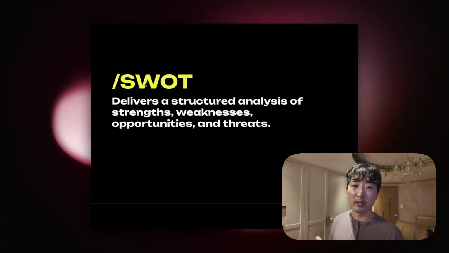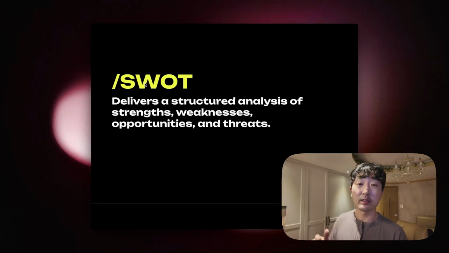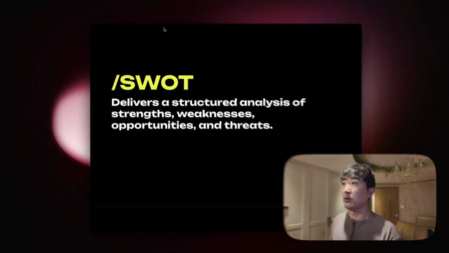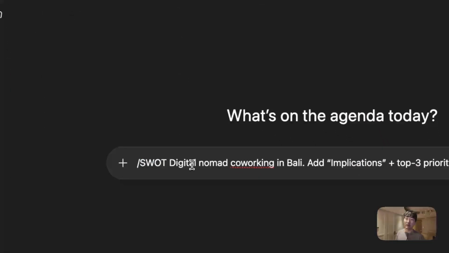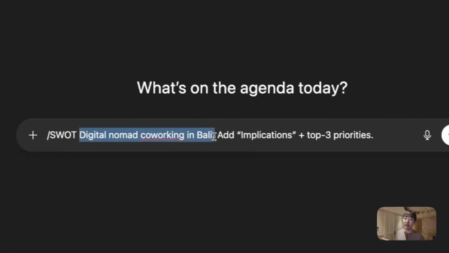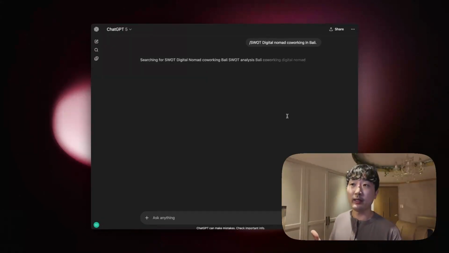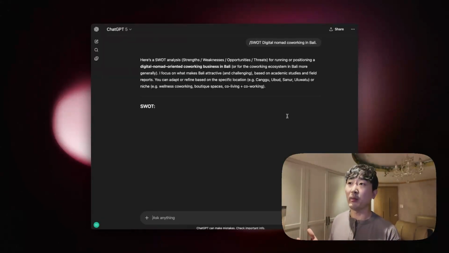So the first one here is SWOT. Anyone who's done business knows the SWOT analysis, where you look at strengths, weaknesses, opportunities, and threats. Well, you can actually tell your LLM to build out a SWOT for any sort of analysis that you're doing. Looking at this example here, I tagged it SWOT, and then I talked about any topic such as digital nomad co-working in Bali. If I press enter, now it's going to do a SWOT analysis on the topic of digital nomad co-working in Bali. What are the strengths?